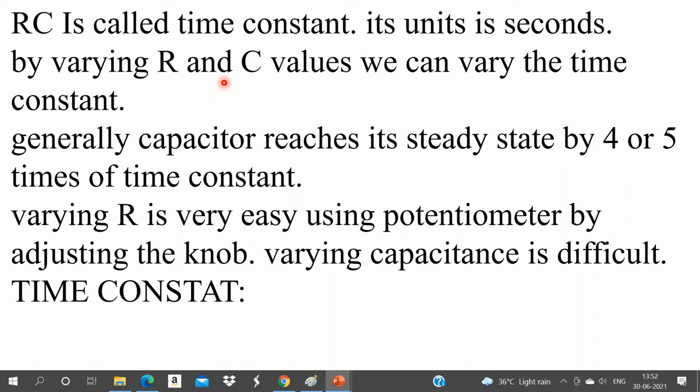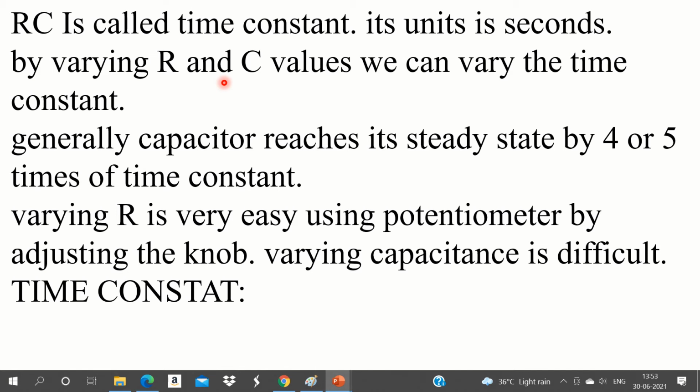So by varying the R, you can adjust the time constant. By adjusting the time constant, you can vary the voltage across the capacitor. By taking a larger value of R, the capacitor will charge very slowly. If you take a smaller value of R, the capacitor will charge very fast. So the capacitor voltage is decided by the R element.